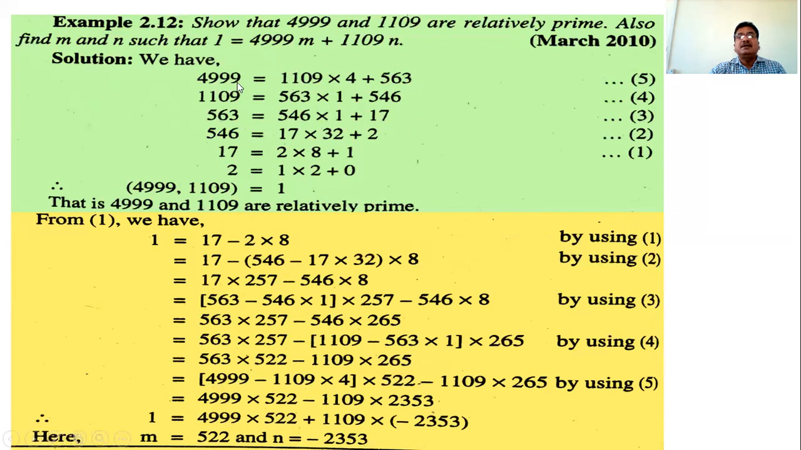That is 4999 minus 1109 into 4. The answer is 563. This is the remainder. So this is the first equation actually. Then the next equation is what?